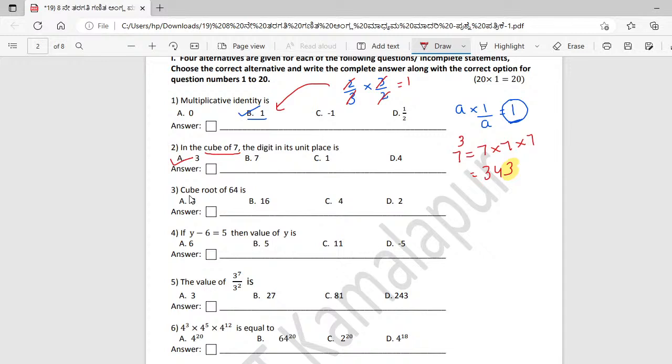In this third question they're also asking about the cube, but this time they're asking for the cube root. So the cube root of 64. Can anybody tell me the answer of the cube root of 64? You can message me your answer in the comment section. I'm waiting for your answers.